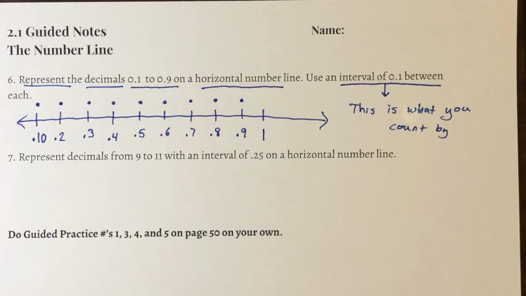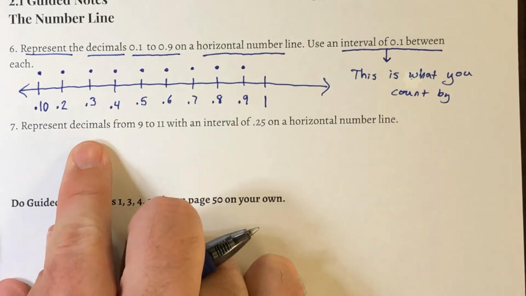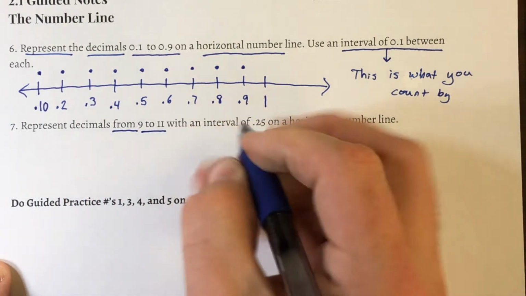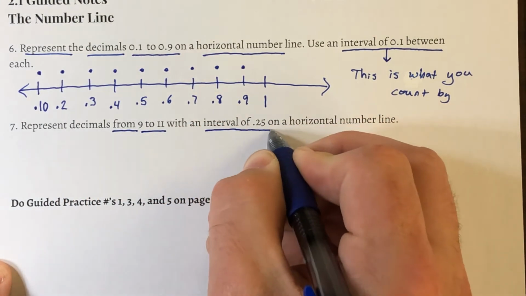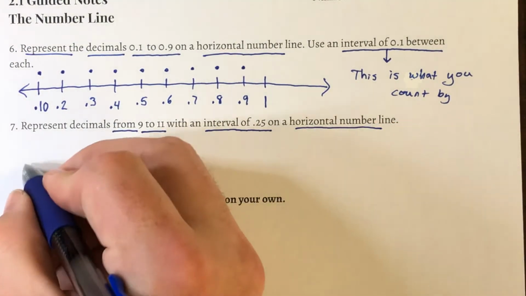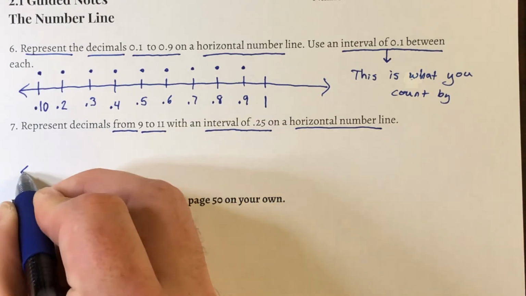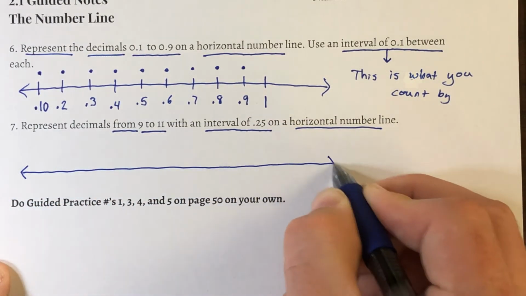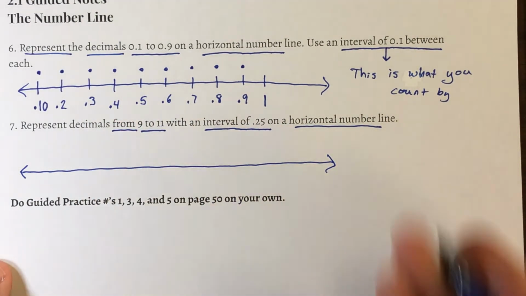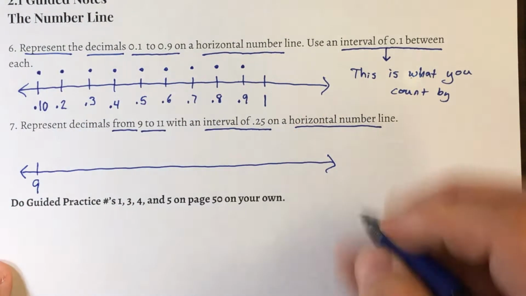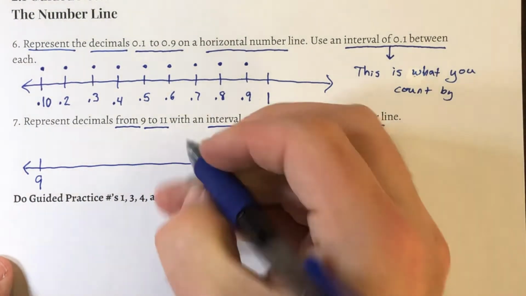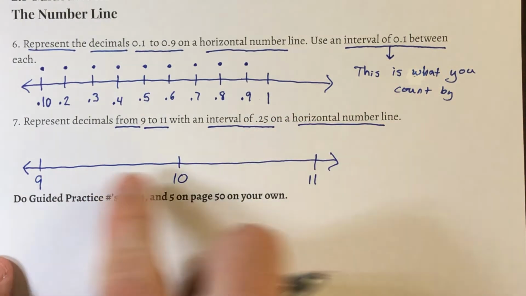All right. Our next example. We want to represent more decimals because decimals are fun. And we want to go from 9 to 11 with an interval of 25 hundredths on a horizontal number line. So first step, the easiest, draw the number line that it wants. So we want a horizontal number line. Next, we want from 9 to 11. So those are my starting points. 9 is the smallest, so it goes on the left. 11 is the largest, it goes on the right. What's going to go in the middle? 10. So I have 9, 10, 11.